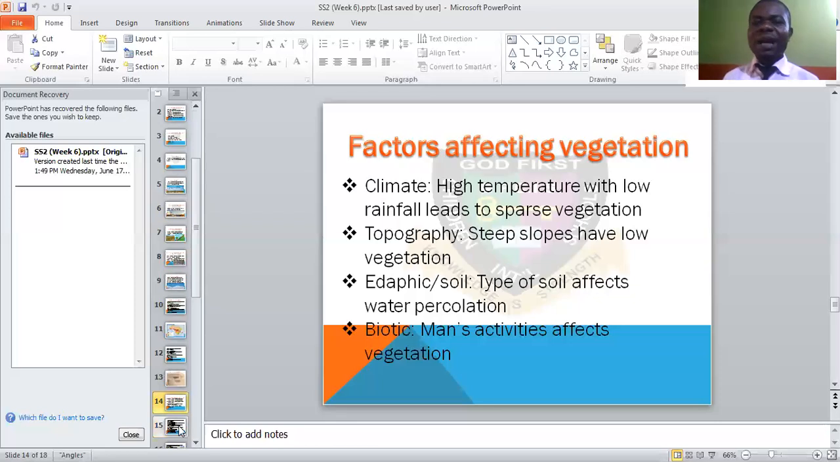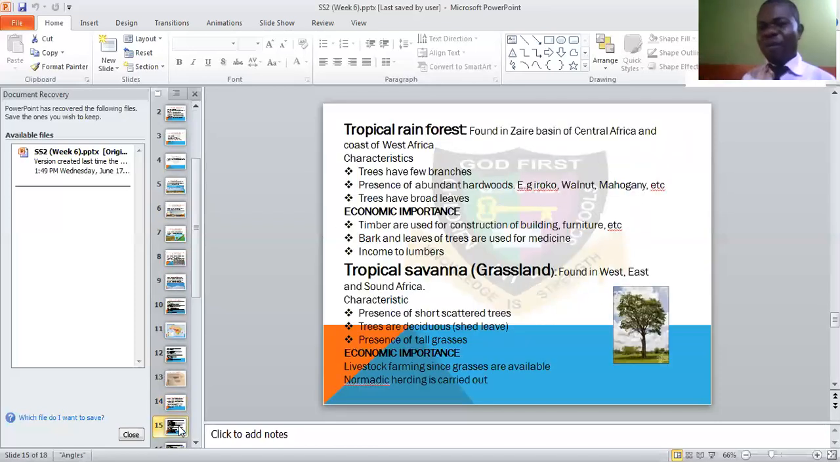Then we also need to look at the types of vegetation in Africa. Talking about tropical rainforest, from the words rain and forest. They are found in the Zaire Basin of Central Africa and the coast of East Africa. When you say coast, it means areas close to the water. They have trees with few branches, and an abundance of hardwood like iroko, obeche, mahogany and walnut. The trees have broad leaves.